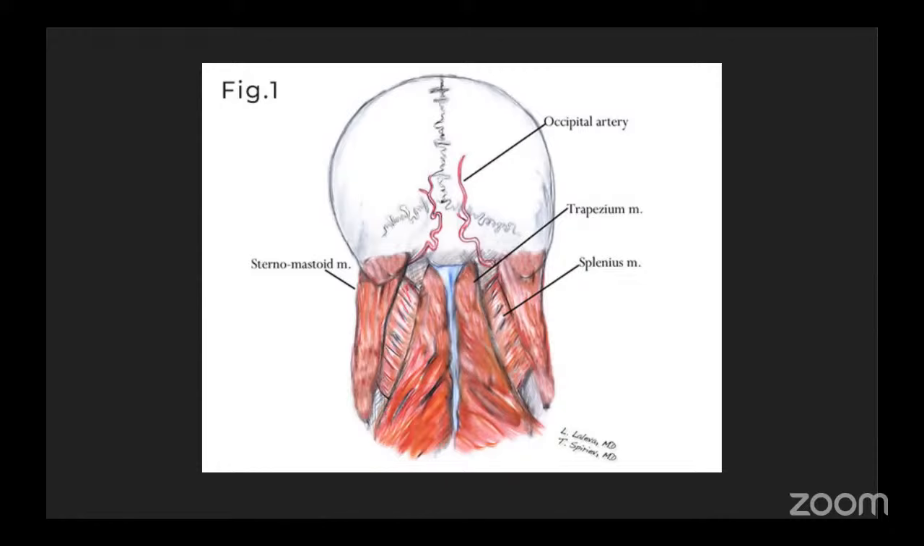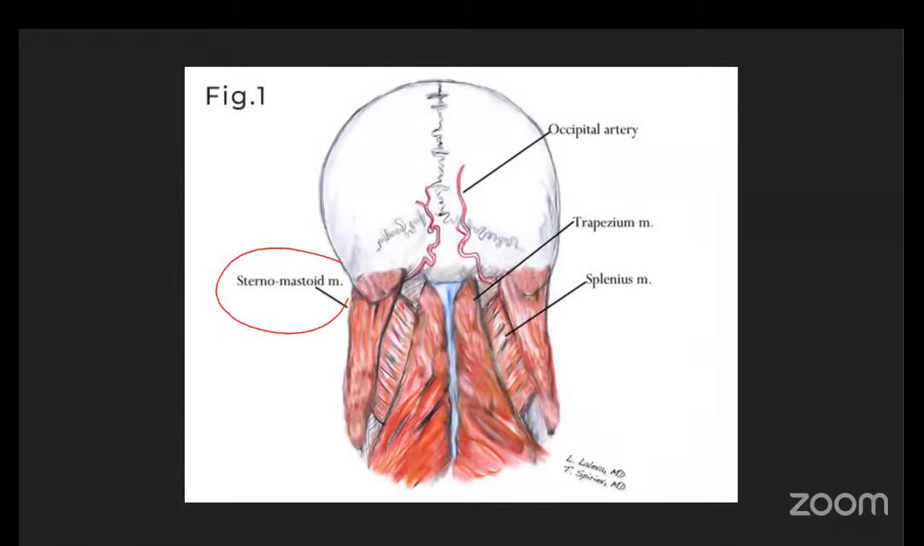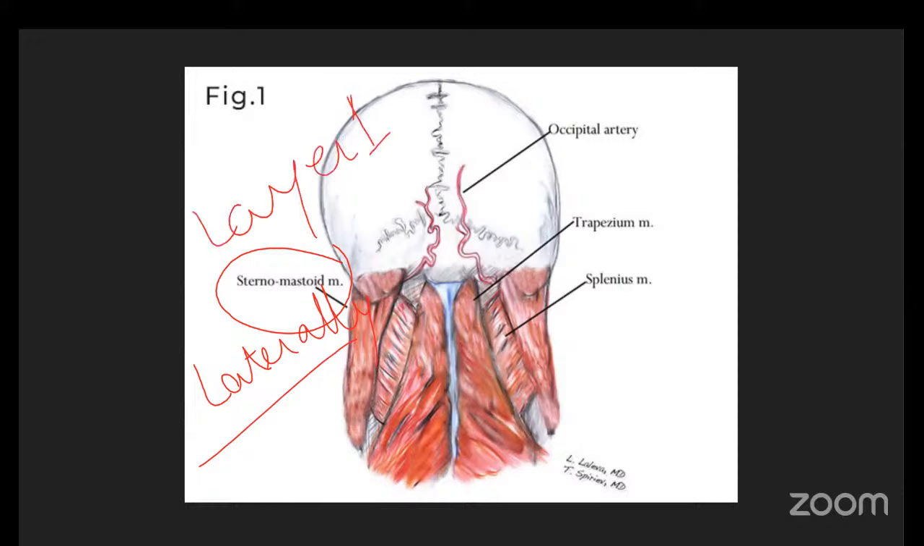What is the first layer? The first layer is depicted here. It's going to include the sternocleidomastoid muscle, and it's also going to include the splenius muscle. What are we going to do with these? We are going to retract them laterally. Where do they go? They go lateral. Sternocleidomastoid and splenius muscle go lateral. This is the first layer, layer 1.